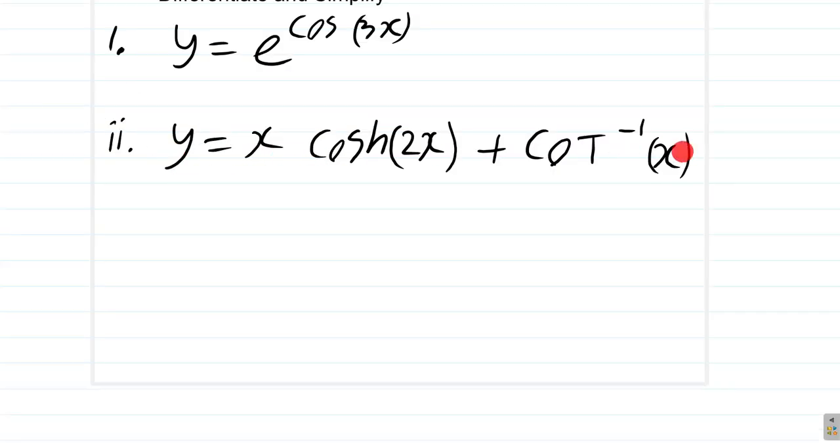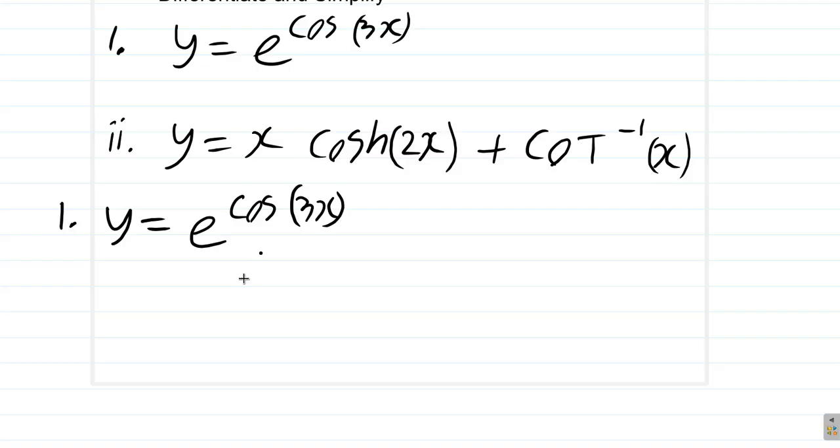We also have this part. We'll deal with this part later. But part 1, let's look at y equals e to the cos 3x.